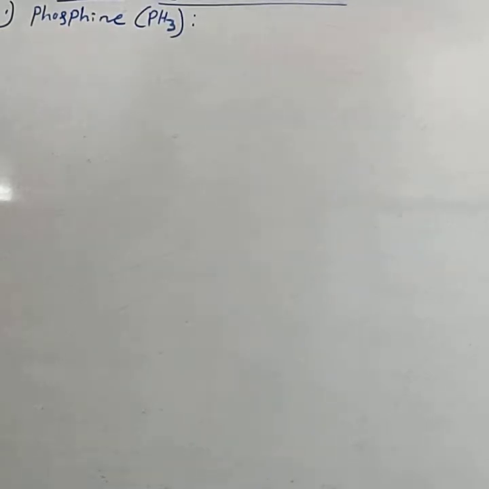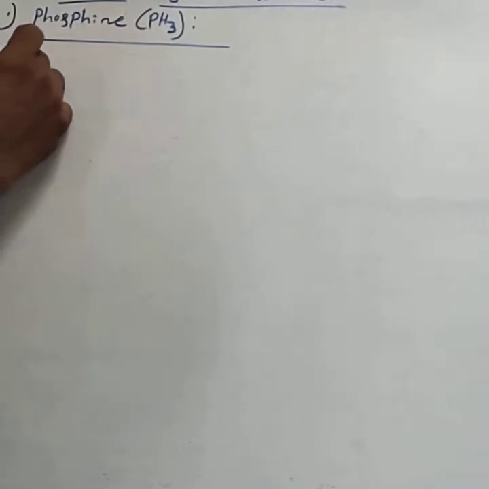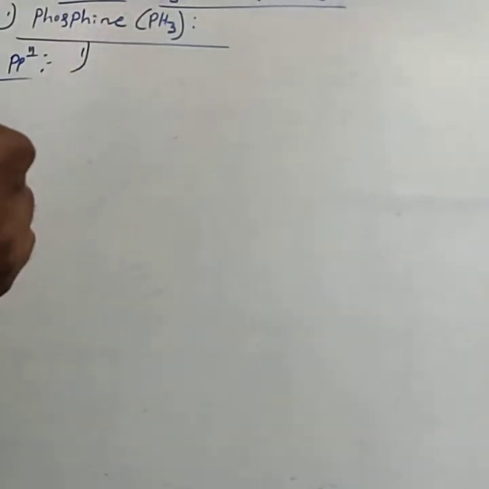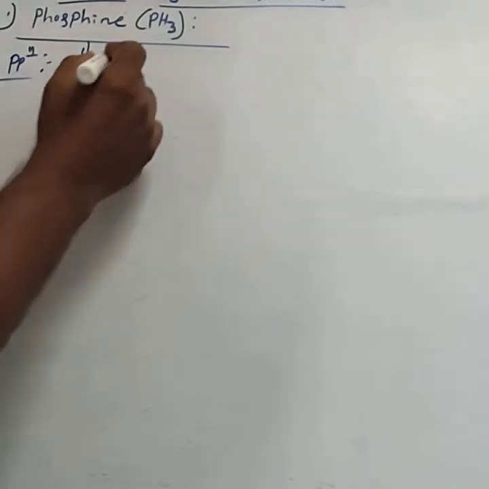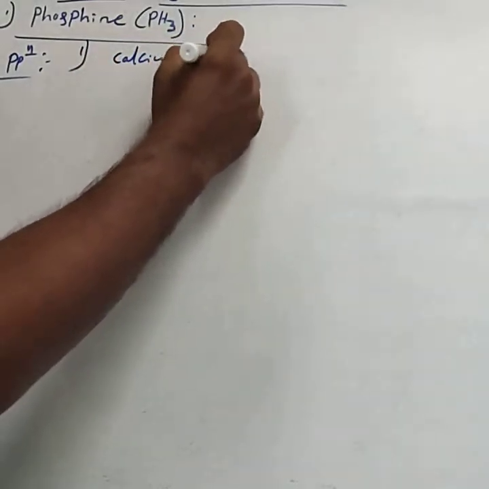Among them, the first one is phosphine. The phosphine formula is PH3. Next, consider the preparation of phosphine. The first method: phosphine is prepared by the reaction of calcium phosphide.